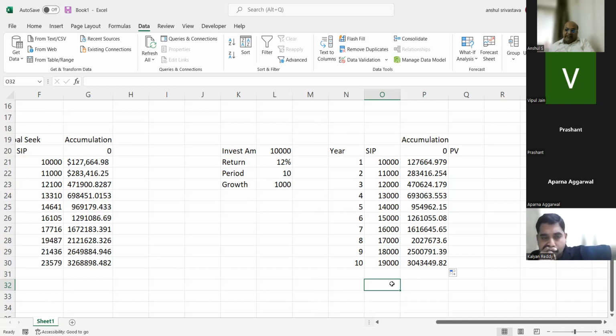I will save this and I will send it across to you. So you can use this as a template only. Keep on changing the investment amount, return period. अगर आपको change करना है, if you want to calculate it for more than 10 years, you can just drag it down.